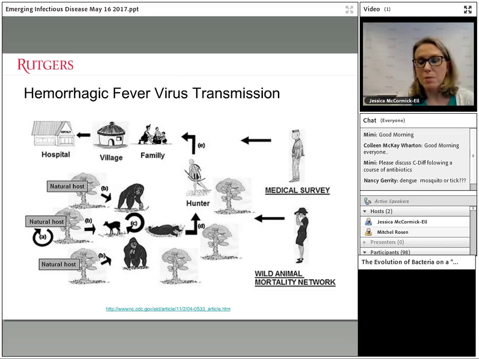Then we have, especially in Africa, hunters hunting these animals that might be sick, and then they bring that animal home to the village, and then the family may help them to skin the animal. They come into contact with blood and different fluids from the animal, and then become ill. Those people then go to a hospital setting, and hospitals are very different than they are here in the United States, and so sometimes these things can spread very quickly between people.